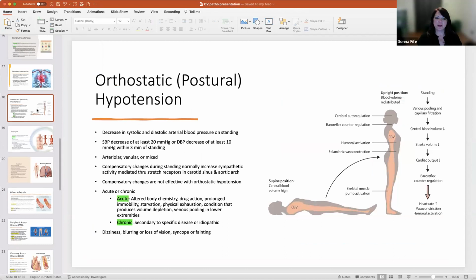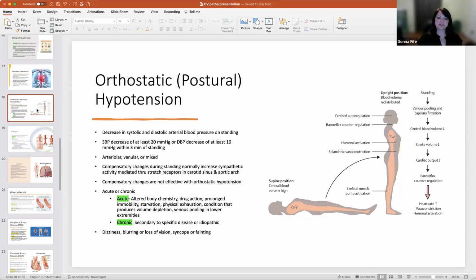Now, on the other end, we have hypotension, or orthostatic postural hypotension. There's a decrease in systolic and diastolic arterial blood pressure on standing. The systolic pressure decreases by at least 20, and the diastolic decreases by at least 10 within 3 minutes of the person standing up. This can be arteriolar, venular, or mixed.